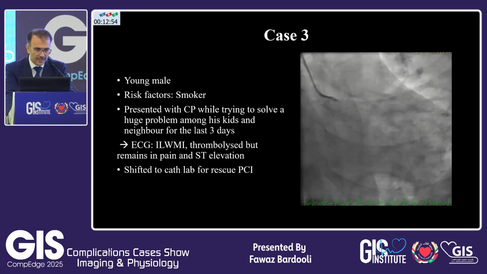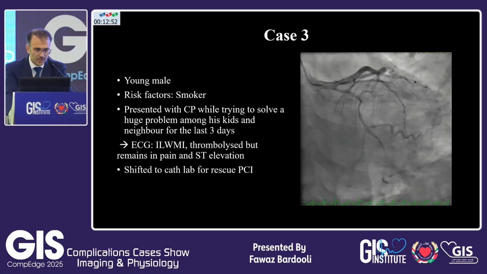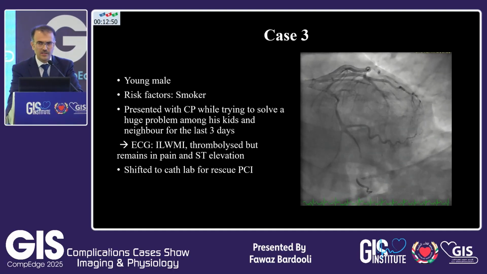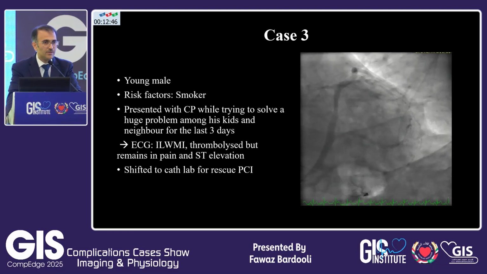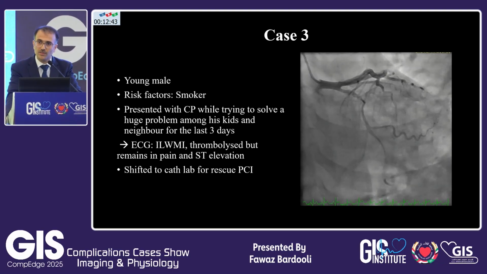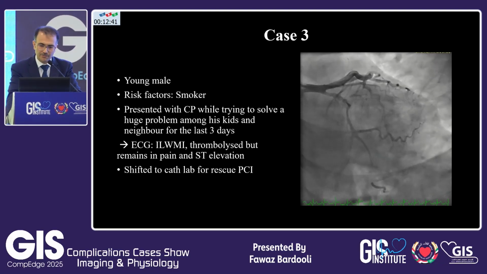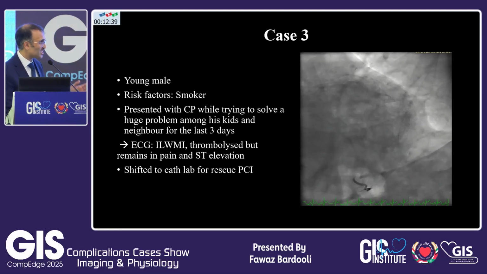This is a young male, smoker, presented with a chest pain, inferior-posterior MI, thrombolized. Because of ongoing chest pain, they referred the patient to us. We took him to the cath lab, and this is the first angiogram. Patient is still having chest pain.